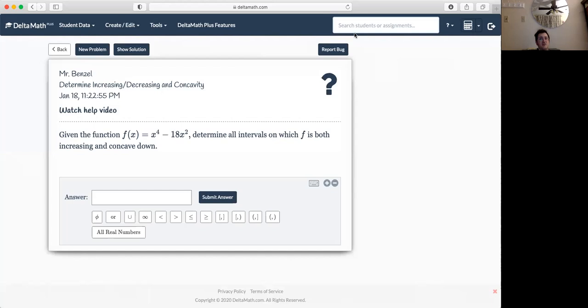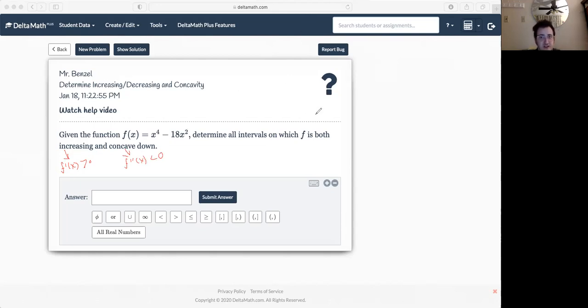All right. Another type of function analysis question you're going to get is going to be combining your first derivative and your second derivative analysis. So we're looking for intervals on which f is both increasing and concave down. I like to divide this into a first derivative and second derivative analysis. So we're looking for f prime of x greater than 0, and f double prime of x less than 0.